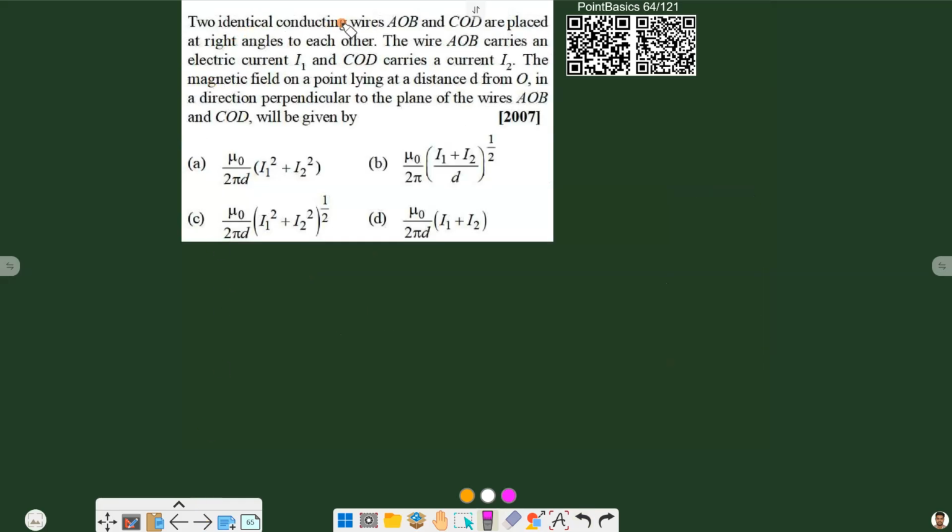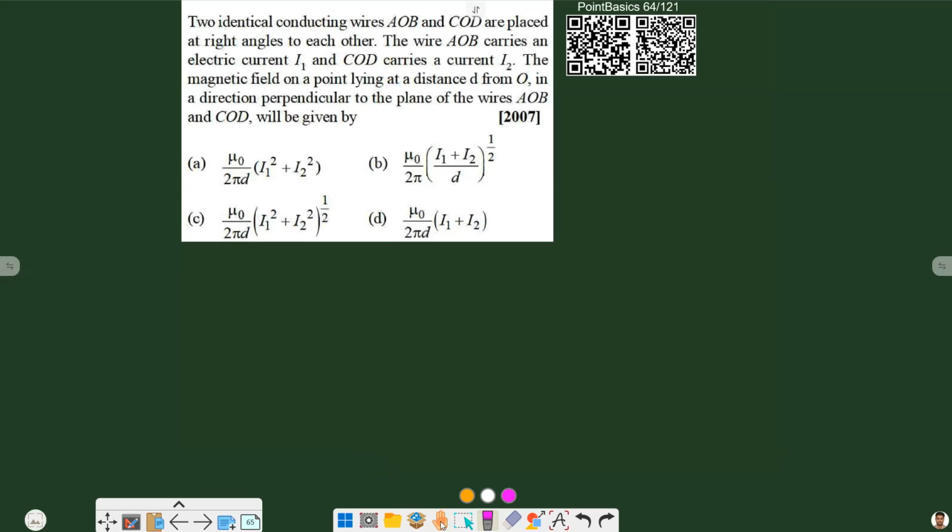two identical conducting wires AOB and COD are placed at right angles to each other. The wire AOB carries an electric current I1 and COD carries a current I2. The magnetic field on a point lying at a distance d from O, in a direction perpendicular to the plane of wires AOB and COD, will be given by.